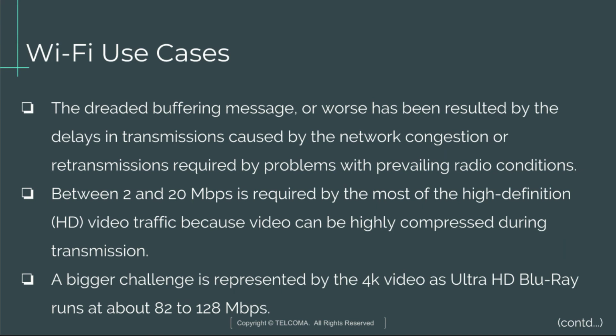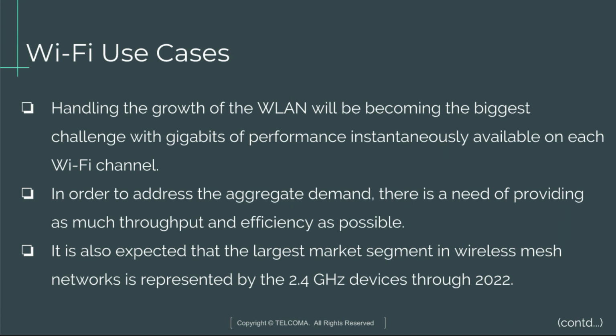Between 2 and 20 Mbps is required by most high definition video traffic because video can be highly compressed during transmission. A bigger challenge is represented by 4K video, as Ultra HD Blu-ray runs at about 82 to 128 Mbps. Handling the growth of the WLAN will become the biggest challenge, with gigabits of performance instantaneously available on each Wi-Fi channel. In order to address the aggregate demand, there is a need to provide as much throughput and efficiency as possible.